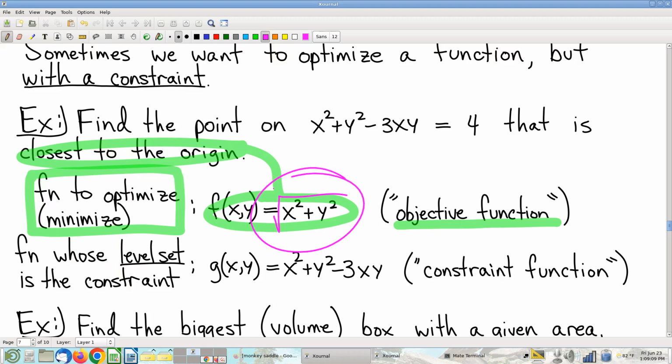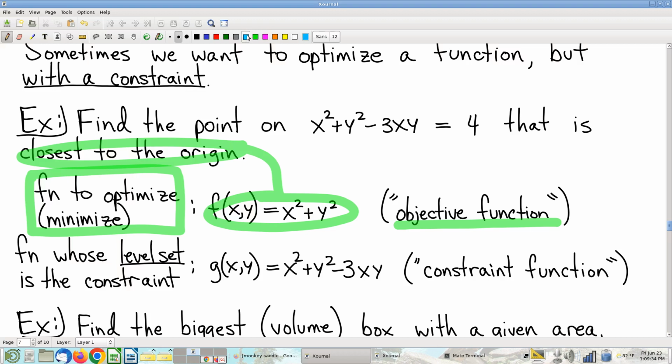Well, it's because I don't like square roots. Square roots make algebra harder, and if I can avoid harder algebra, I'm going to avoid harder algebra. So it's a clever move. Wish I'd thought of it. I encourage you to use this little hack when you have distance-related optimization problems. Okay, all right. So that's what an objective function is.